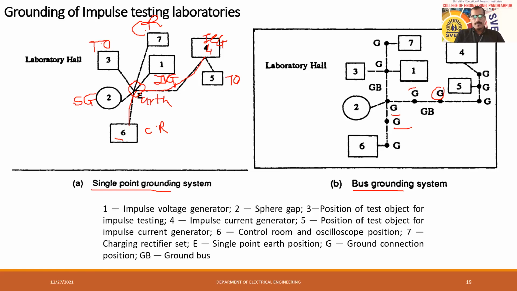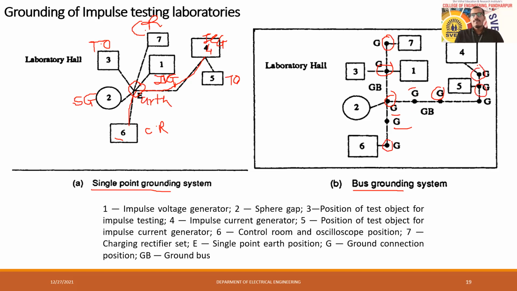Again I am repeating: single point grounding has a single point of earthing, and all other equipment is connected in the laboratory. But in the case of the bus grounding system, whatever laboratory hall there is, there may be a grounding bus, so separate groundings are provided. For 1 and 3, there is a separate grounding.